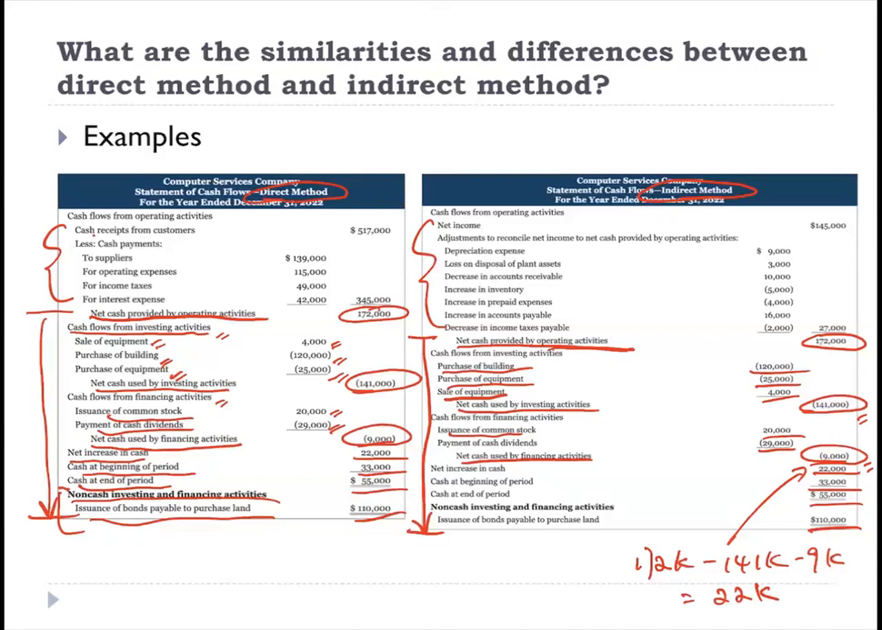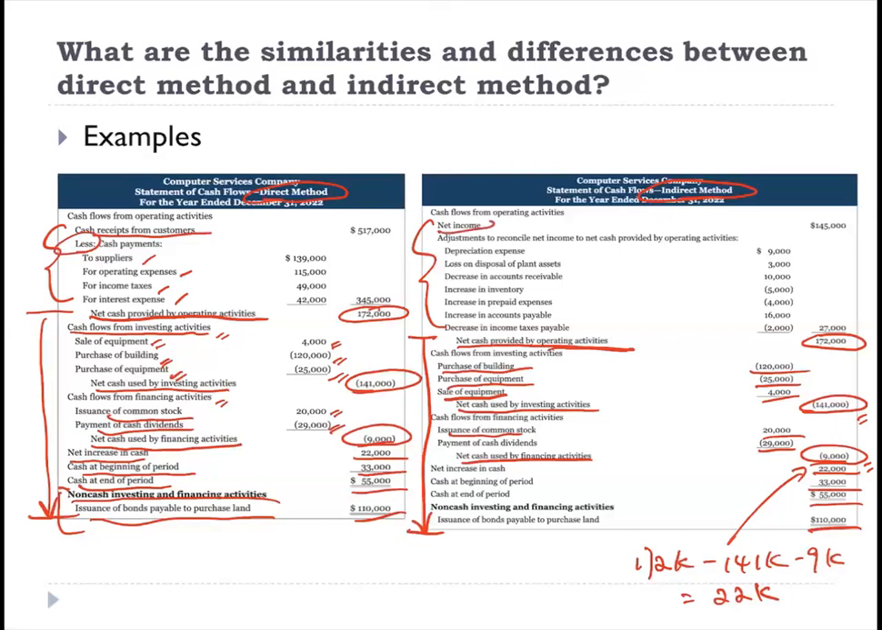The firm gets cash receipts from customers, and the firm spends money to pay its suppliers, for operating expenses, to pay tax, to pay interest. So that is really a direct way of telling you directly how the firm is spending and making money. Versus the indirect method, it is not that straightforward if you look at it.